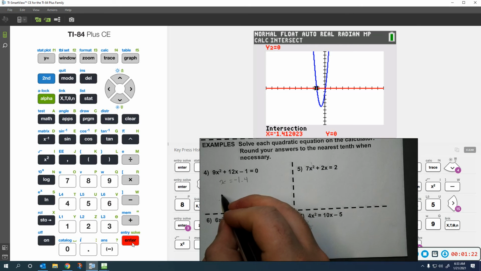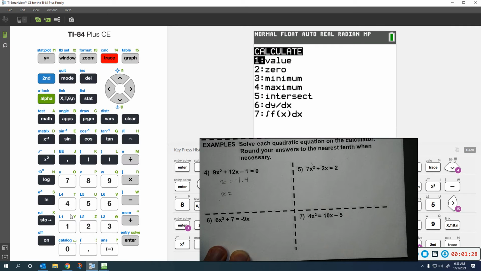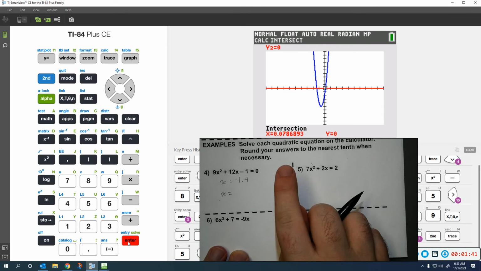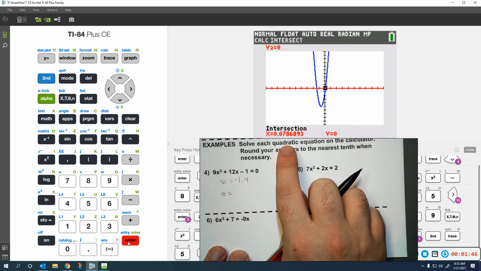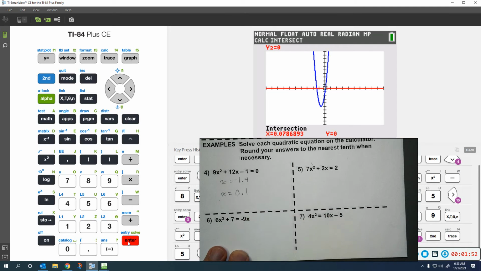On the next one, we go through the same thing. Second trace, go to intersect, move it to the right until we get to that intersection on the right side. Oh, I passed it. Just get really close. Push enter 1, 2, and 3. It says 0.078. So look at that, 0.07. That 7 is going to make it go up to 0.1. So its x is at 0.1.